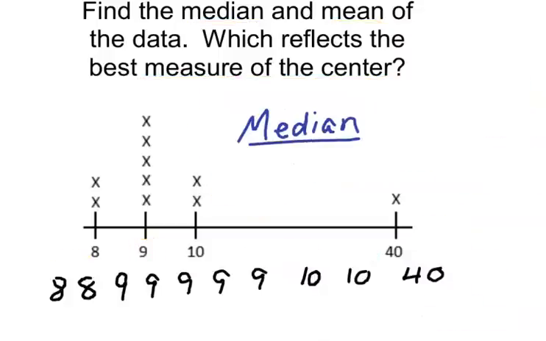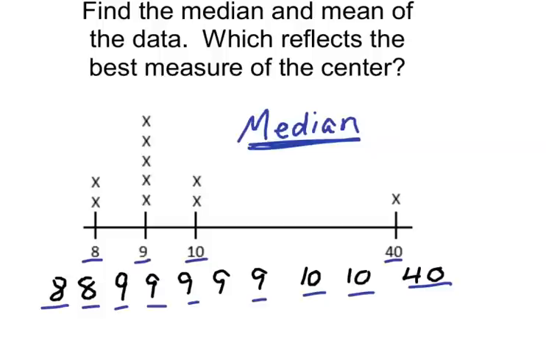Okay, so now we're going to find the median. Okay, so the median is the number in the middle. So what we're going to do is I have all of these listed out. I have the 2 8s listed out. I have the 5 9s, the 2 10s, and the 40. So we're just going to go back and forth until we find the number in the middle. So we keep going back and forth and back and forth.